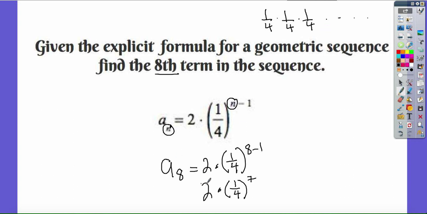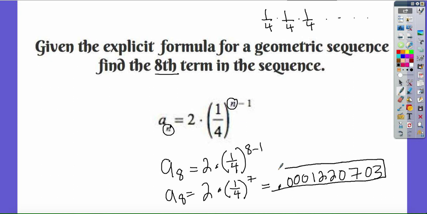And so the actual answer for the 8th term in the sequence is 0.0001220703. That's in decimal form. If you wanted it as a fraction, there is a way in the calculator to switch back and forth between decimals and fractions. I will have to show you that in class, but that is technically our answer.